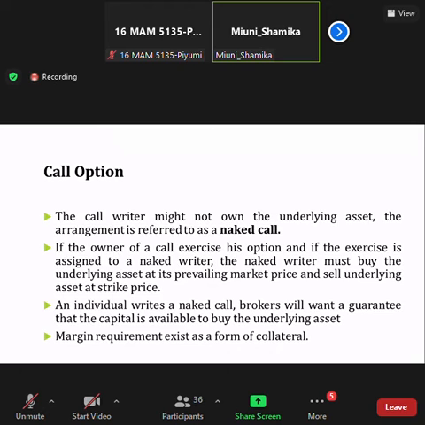An individual writes a naked call. Brokers will want a guarantee that the capital is available to buy the underlying asset. So when I write a naked call, I have to show them that I have enough funds to buy the asset if wanted.